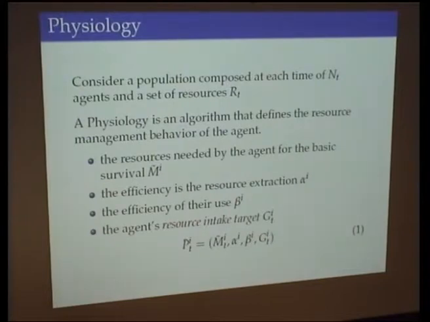So what the agent would like at maximum to extract from the environment. What is his target for extracting resources from the environment? So we call physiology, that is the characteristic of this agent, a set of the amount of resources he needs to survive, some efficiency parameters, and what he would like to take from the environment.